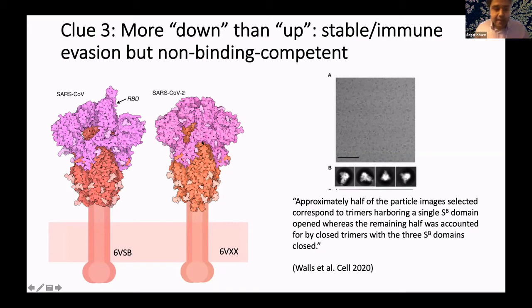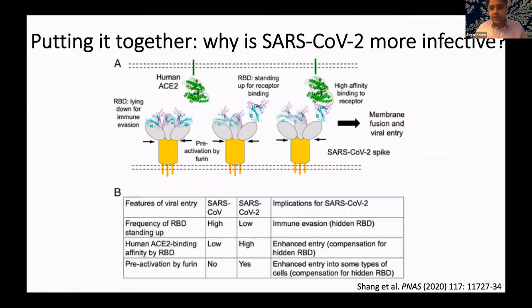So which means that the RBD is kind of hiding itself before it actually attaches to ACE2. So that seems to be another difference between SARS-CoV-2 and SARS, because in SARS, that fraction of things pointing up is much higher, meaning that the up state is more stable in the SARS virus than SARS-CoV-2.